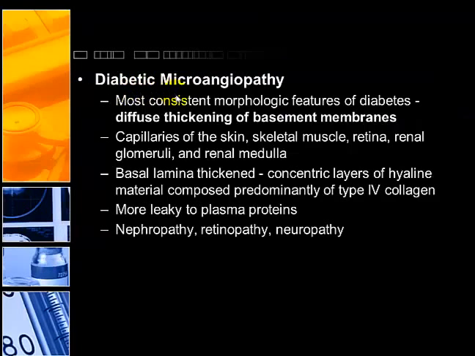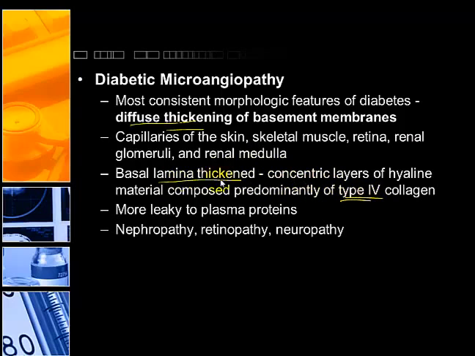Diabetic microangiopathy, which is one of the most consistent morphological features of diabetes, has diffuse thickening of the basement membrane. We know because of protein kinase C, there is activation of a pathway which is going to produce a lot of growth factors like VEGF, endothelin, and it is going to cause diffuse thickening of the basement membrane. Capillaries of the skin, muscles, retina, renal glomeruli, renal medulla may be affected. The basal lamina is thickened. There are concentric layers of hyaline material which is composed mainly of type 4 collagen.